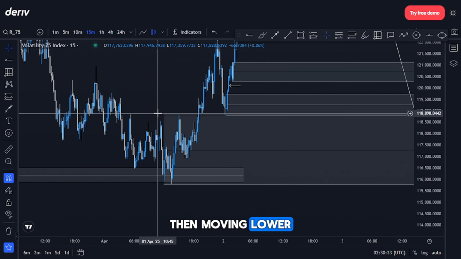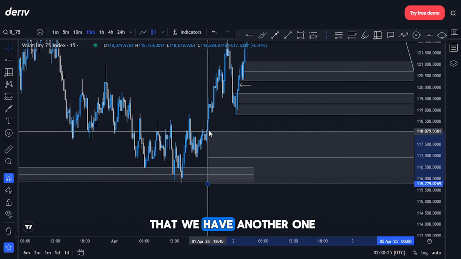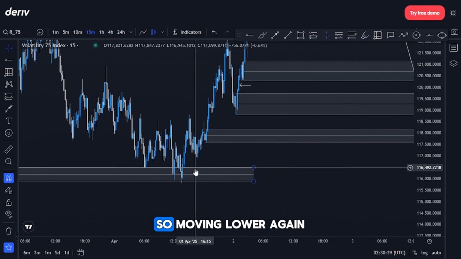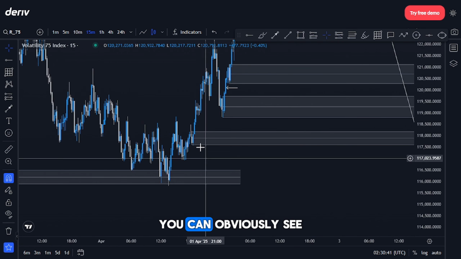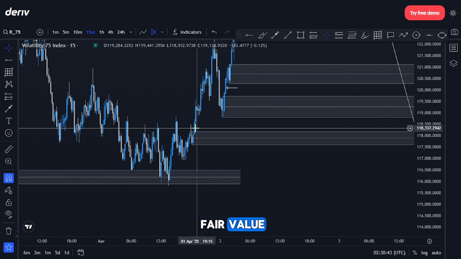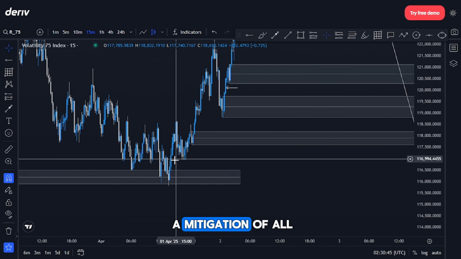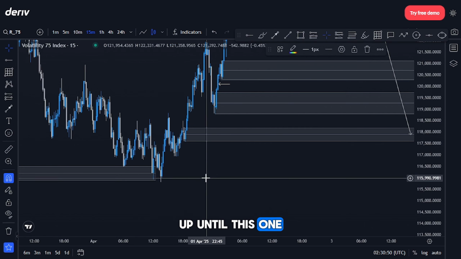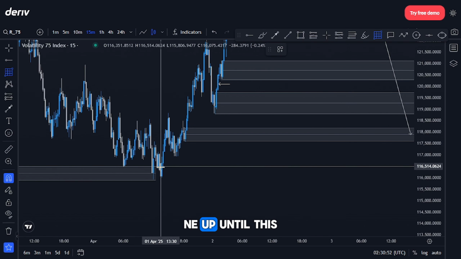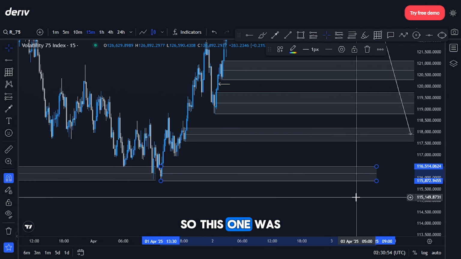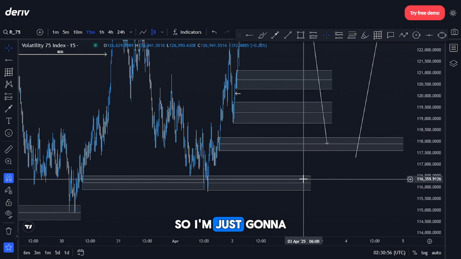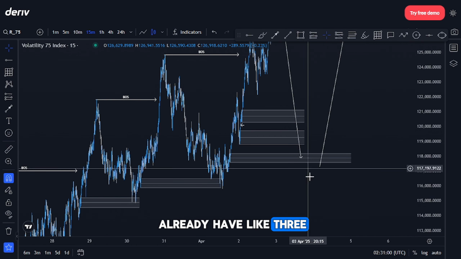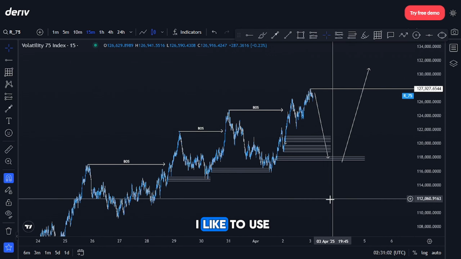Then moving lower, you can obviously see that we have another one, which is this one here. Moving lower again, you can see that this is a fair value gap around there, and then we had a mitigation of all these areas up until this one here, guys. This one was not mitigated, so I'm just going to leave it out, just because we already have three, which is the maximum that I like to use.